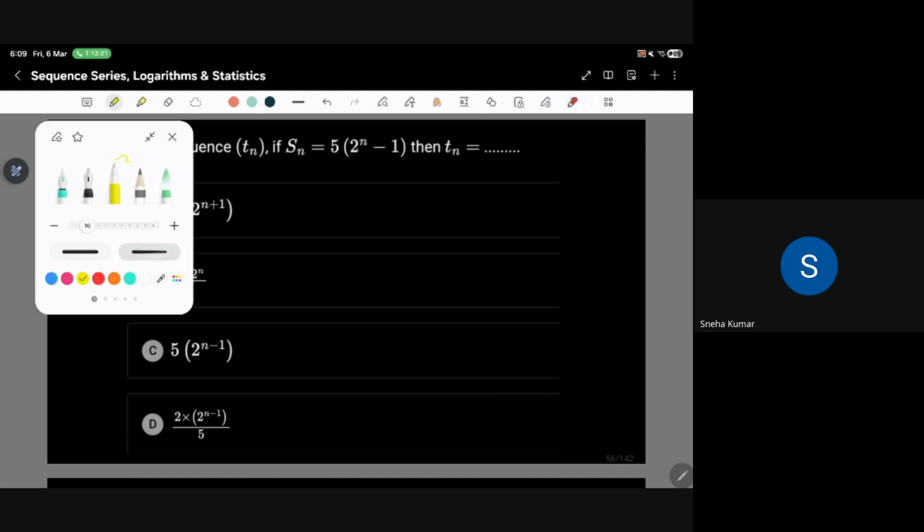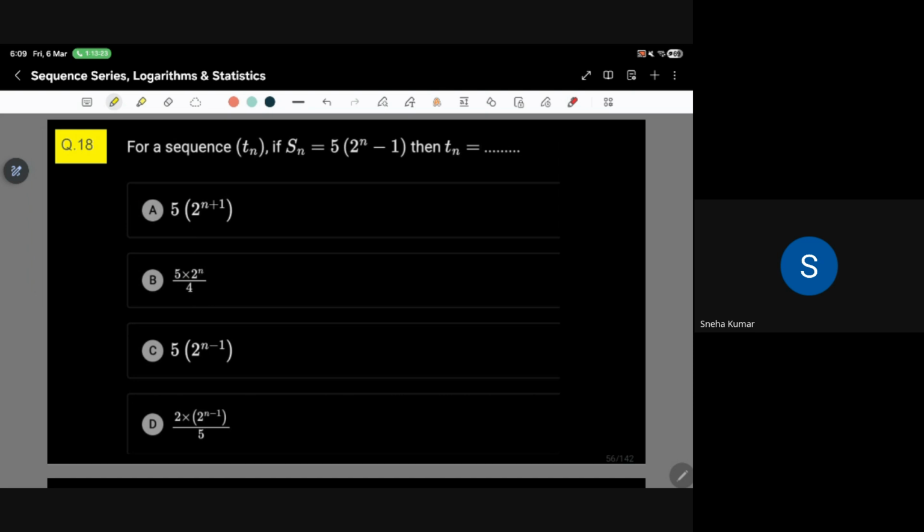Here also we can verify using the options. If I put n equals 1, S1 will represent T1, that is 5. In which of the options are you getting 5 when you put n equal to 1? Option C.